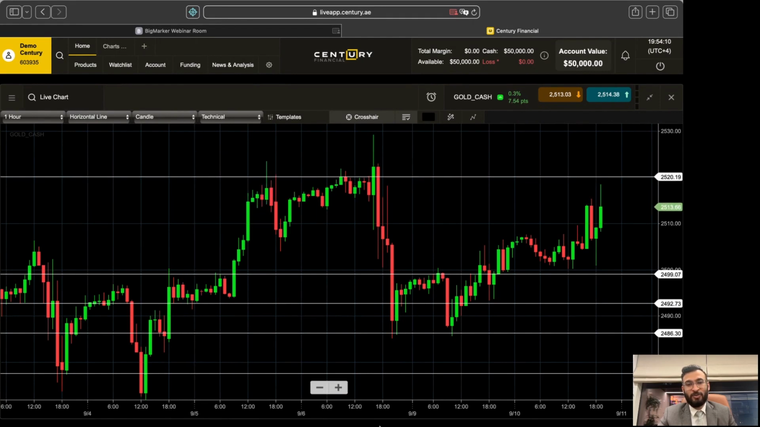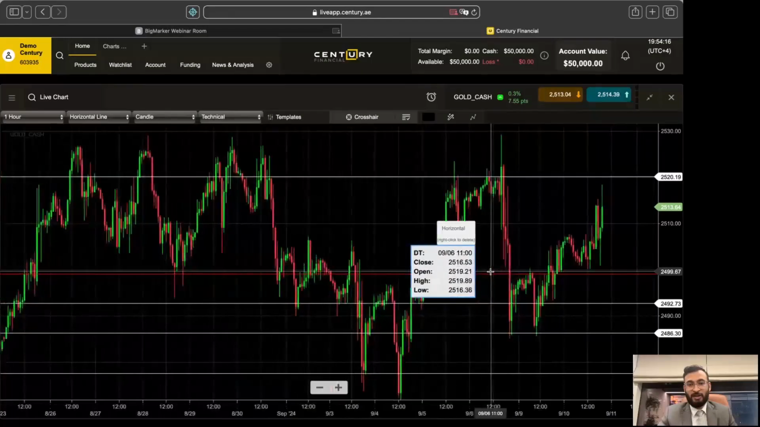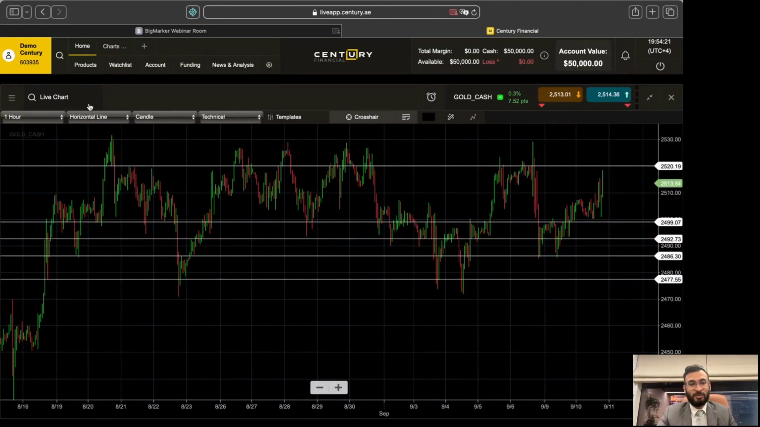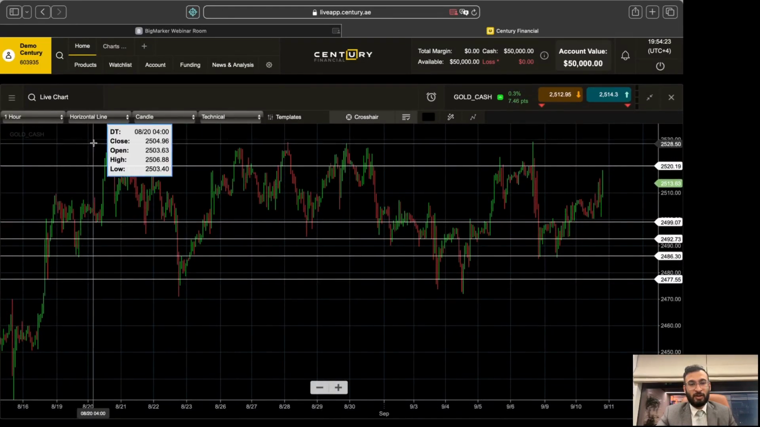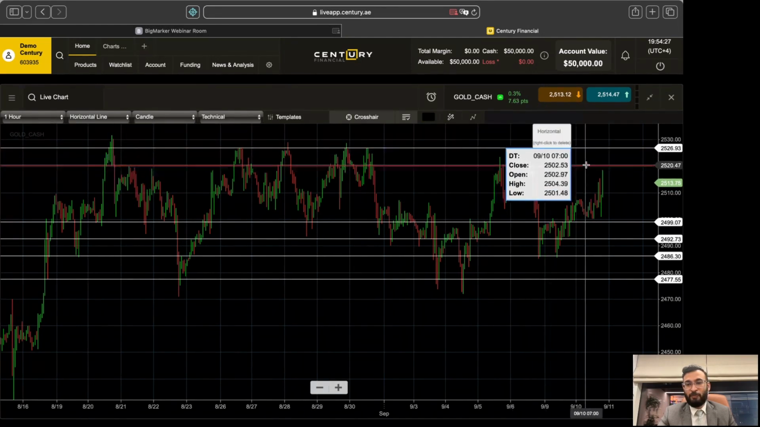Look at this. It's not able to break 2520 now. It has broken in the past. If you zoom out, you will see, look at this. Look at these zones. They have become resistance zones over here. See. Look at this zone right here, right? It's not able to peak.